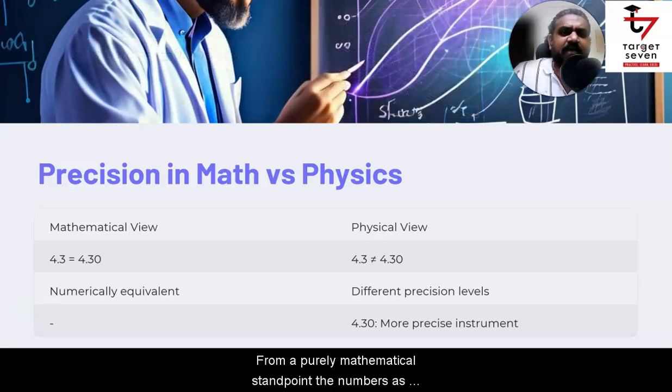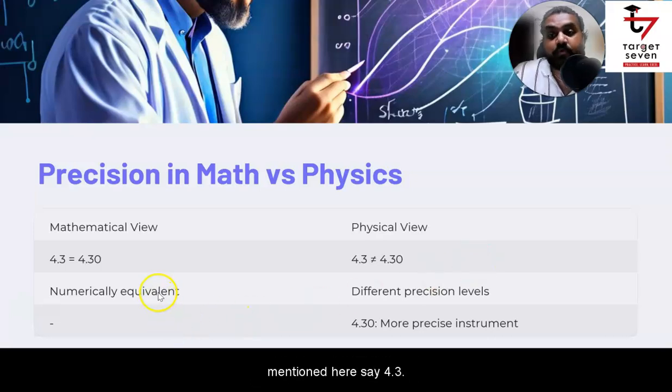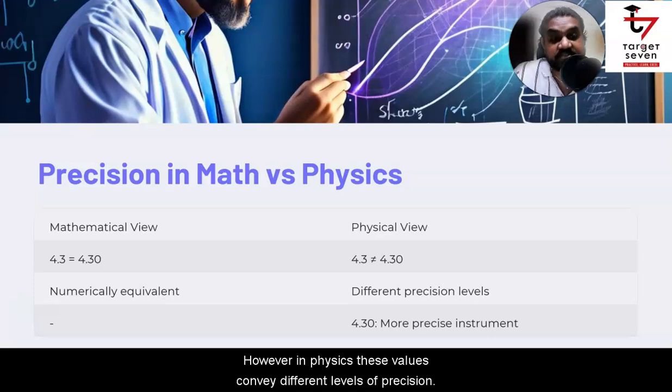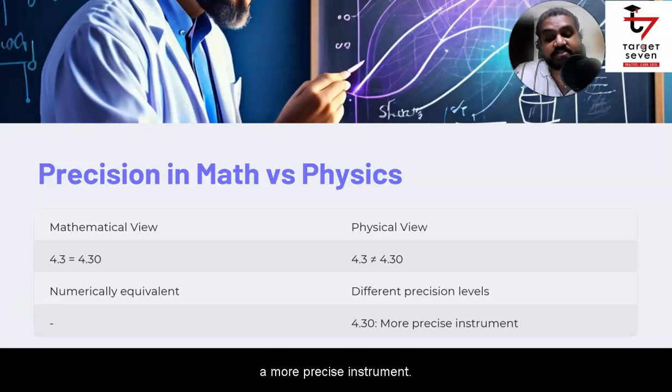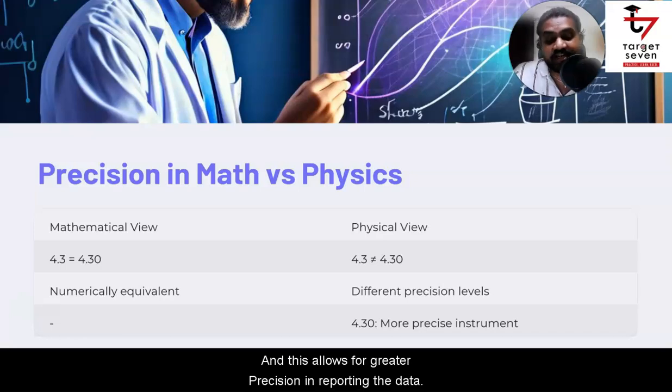From a purely mathematical standpoint, the numbers 4.3 and 4.30 are equivalent. However, in physics, these values convey different levels of precision. 4.30 in fact implies that the measurement was taken with a more precise instrument, and this allows for greater precision in reporting the data.